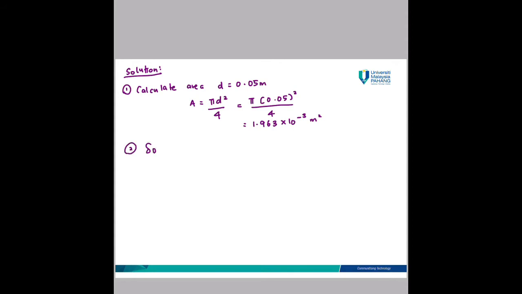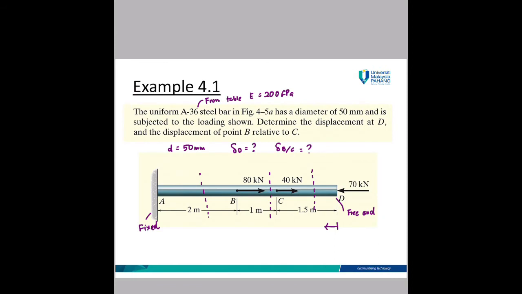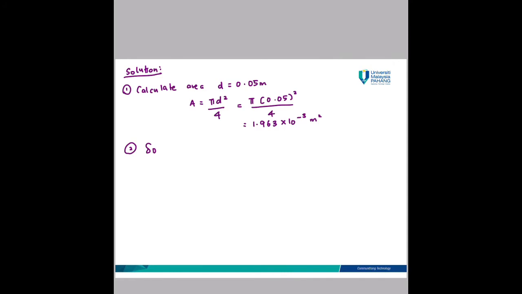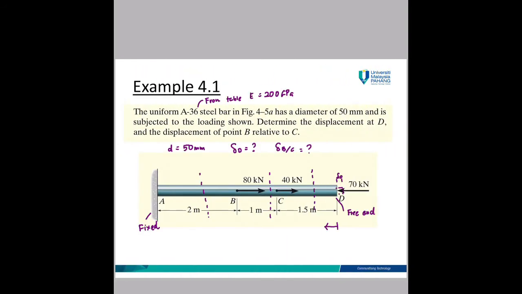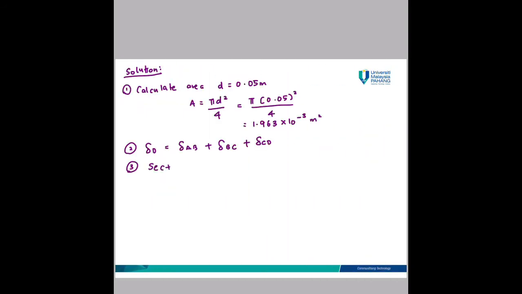After that, we would like to calculate the displacement at D. If you look at the diagram, D is the last point of the bar. So the displacement at D is subjected to segment AB, segment BC, and segment CD. Because it is at the last point, it is subjected to everything from the first point until the last point. The displacement at D is equal to the displacement at section AB plus BC plus CD. Remember you need to cut the segments.